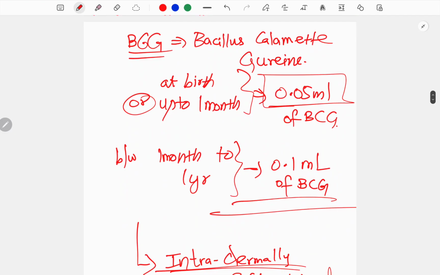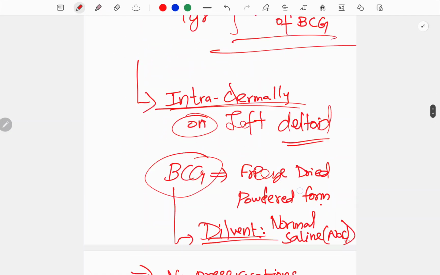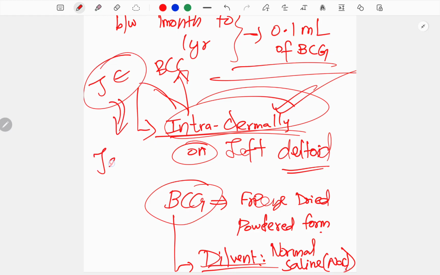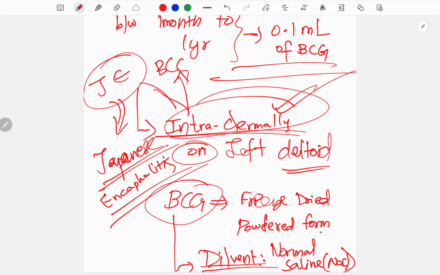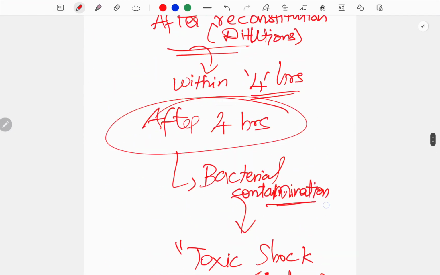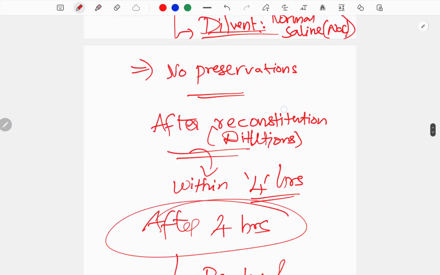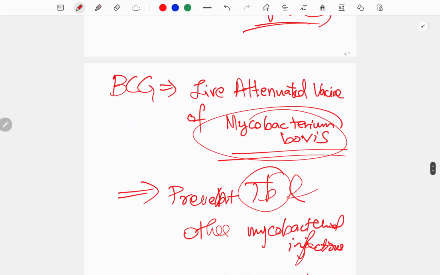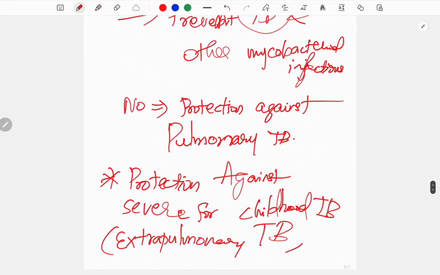Then we should know about BCG. Vaccines given intradermally are only two. One is BCG, another one is Japanese encephalitis vaccine. Only two vaccines are given intradermally actually. Then what is the diluent added here? Normal saline. No preservative, so you should use this BCG within 4 hours.